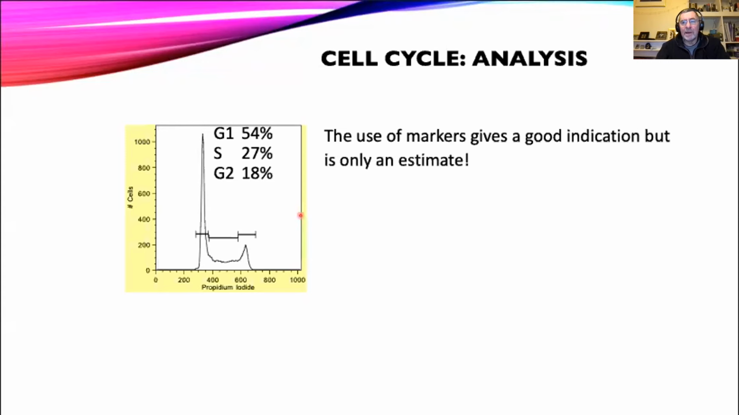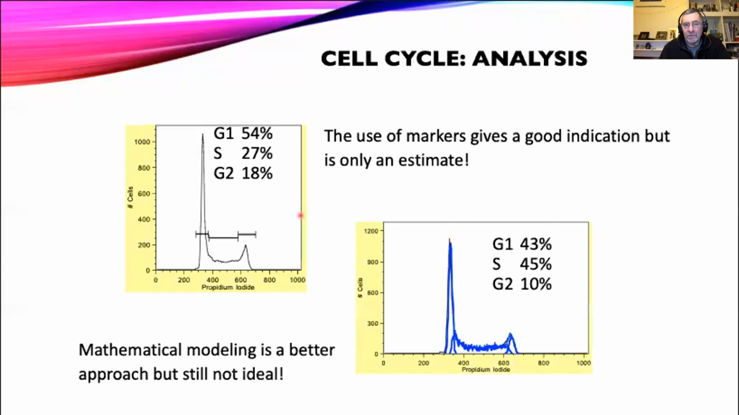Now, actually, we realized that way back in the early days of flow cytometry. So what's happened over the years is that very many people have produced deconvolution programs, mathematical algorithms that attempt to deconvolve that histogram. And they're based on the CV of the peaks. They're based on the difference between the G1 and the G2 population.